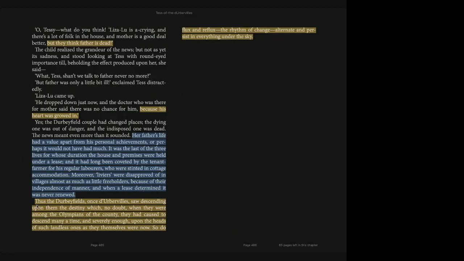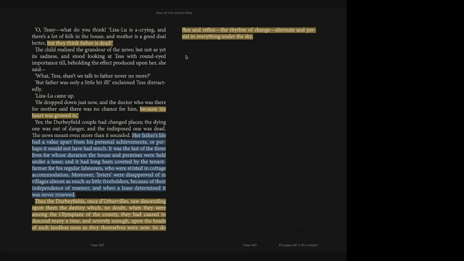There's this comment at the very end. "Thus the Derbyfields, once D'Urbervilles, saw descending upon them the destiny, which no doubt, when they were among the Olympians of the county, they had caused to descend many a time and severely enough upon the heads of such landless ones as they themselves were now. So do flux and reflux, the rhythm of change, alternate and persist in everything under the sky."